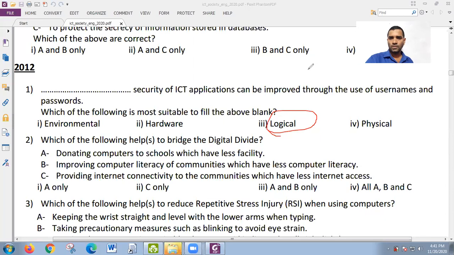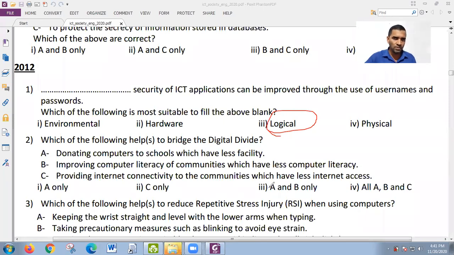Next one. Second, which of the following helps to bridge the digital divide? Donating computers to schools which have less facilities. Yes, right. There is no need to discuss. We can understand that it is okay, right? Second, improving computer literacy of communities which have less computer literacy. Yes, you have to improve their ICT skill by any means, right? It may be giving internet connection for community centers.